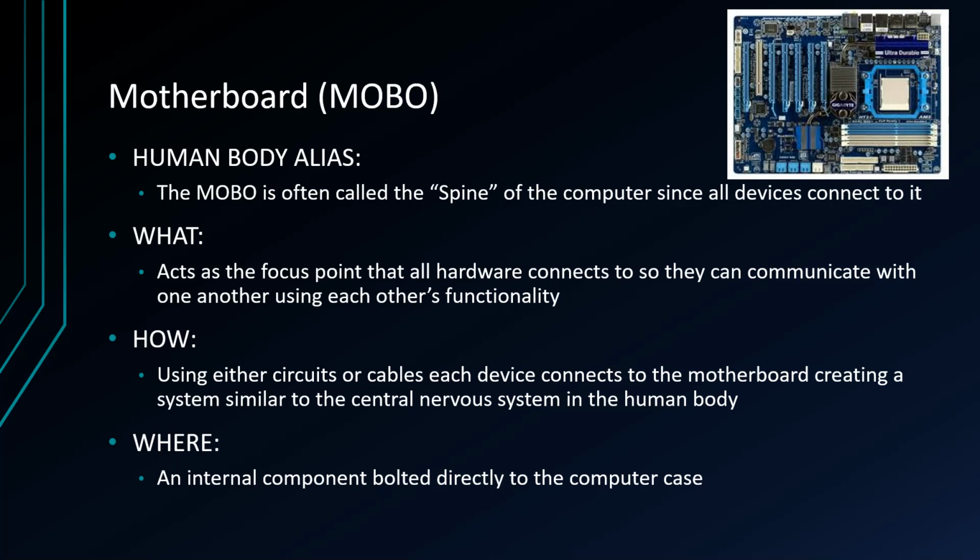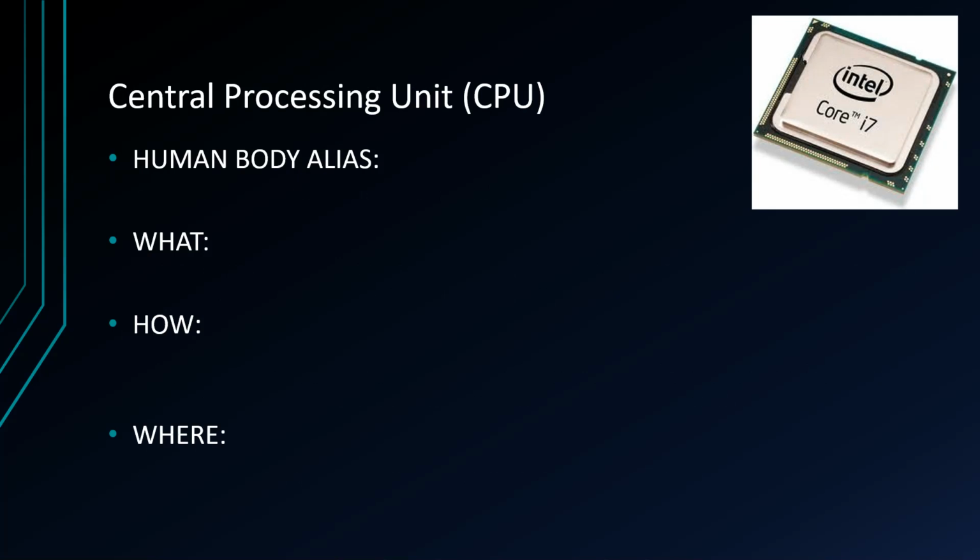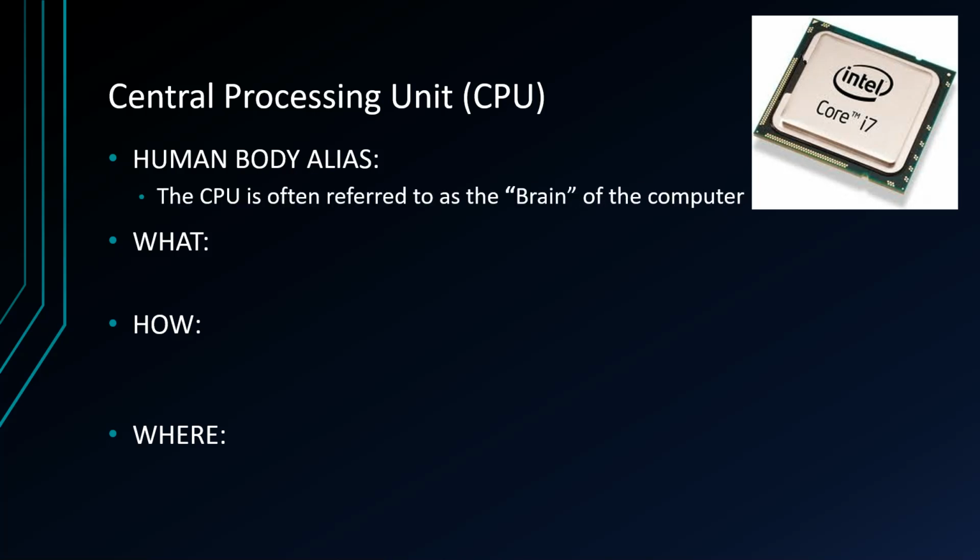All right. So moving on, we get into what most people know, a central processing unit, or CPU for short. Now, this is the thing that does all of the thinking per se. So the human body alias for this is the brain. What that means is it makes all the decisions. It doesn't really make decisions, but it kind of simulates the idea of making decisions. In reality, it does very little.